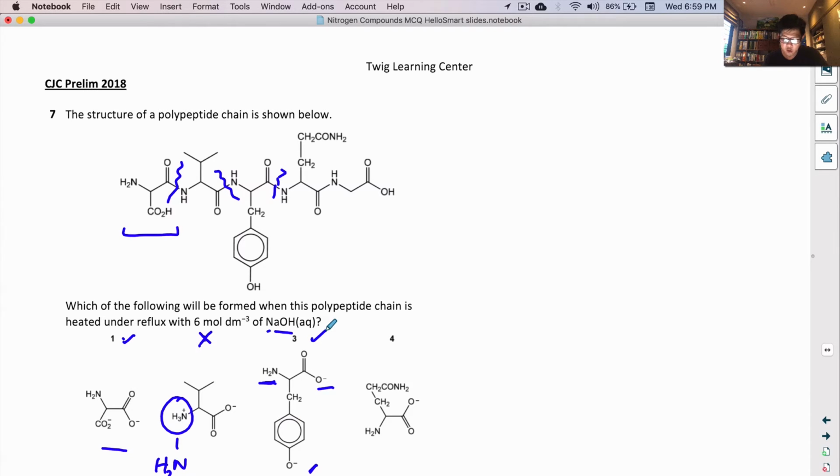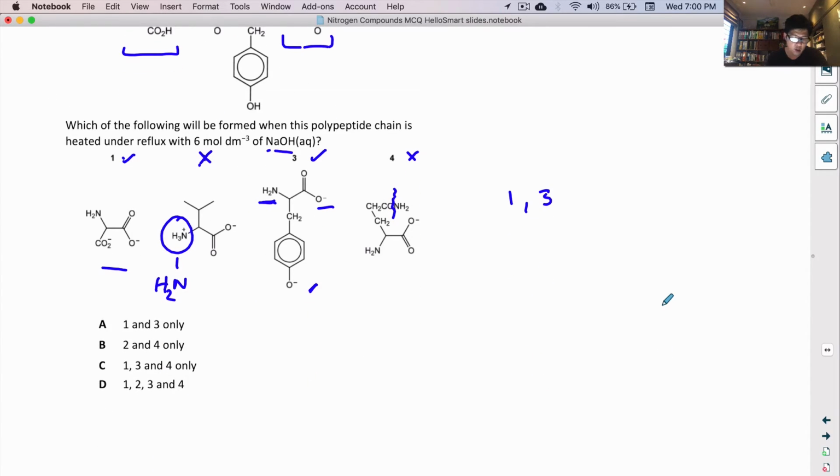Okay, the last one, in order to get this, I can see that you are actually hydrolyzing this part here. So it's actually this component here. But why is this one actually wrong? Because in a basic medium, it will also hydrolyze one more amide, which is this one over here. Okay, this is an amide. So this amide linkage must be broken. So this one is not correct. Okay, so this leaves us with the answer of only 1 and 3.